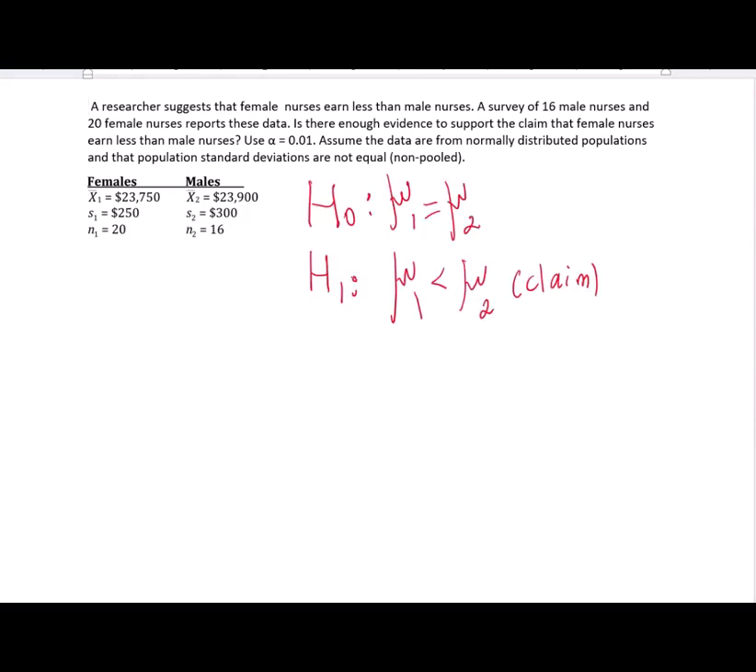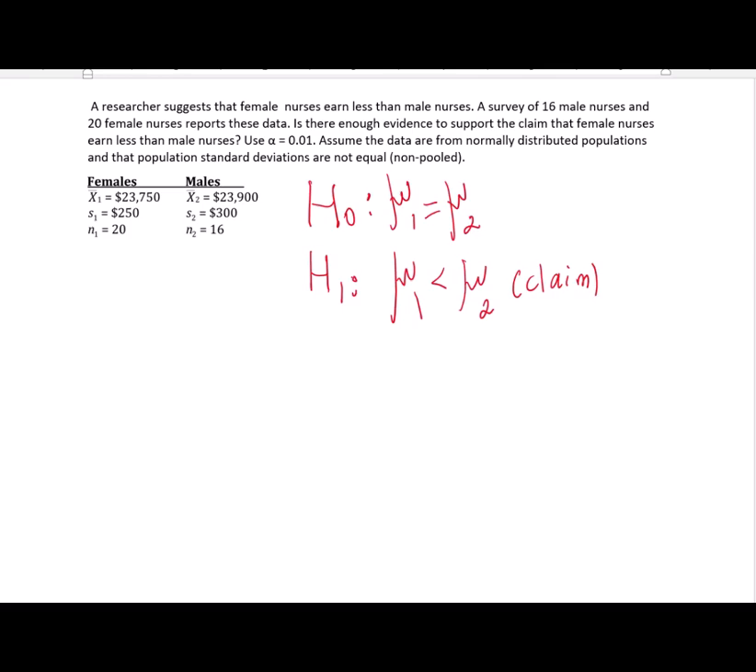So we're testing the claim that mu1, where 1 represents the female and 2 represents males, mu1 is less than mu2. That's the claim. And as you know, the null hypothesis is always a statement of equality, so mu1 equals mu2. Okay, I'm going to show you how to use the calculator first.